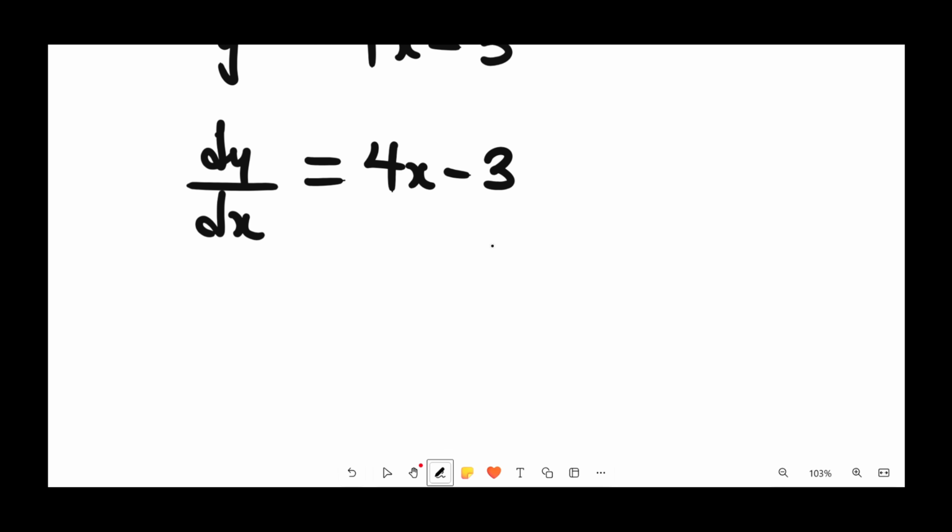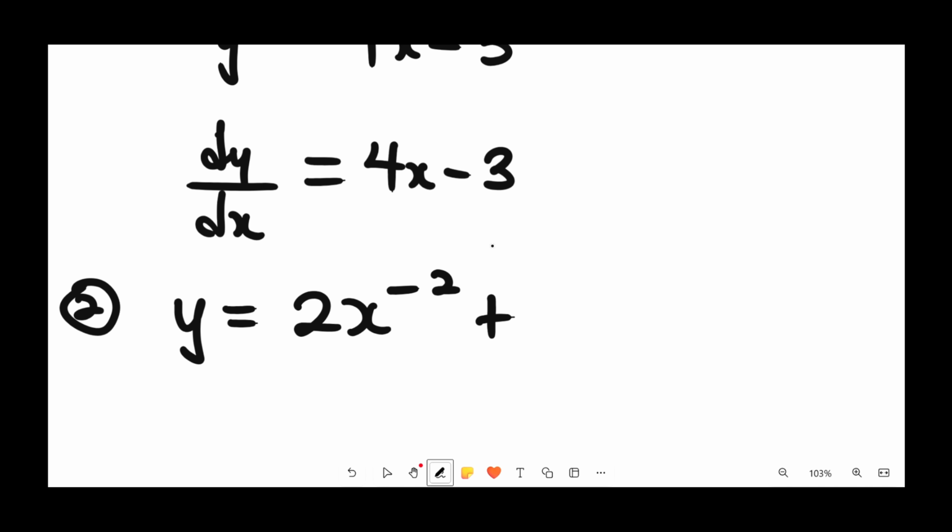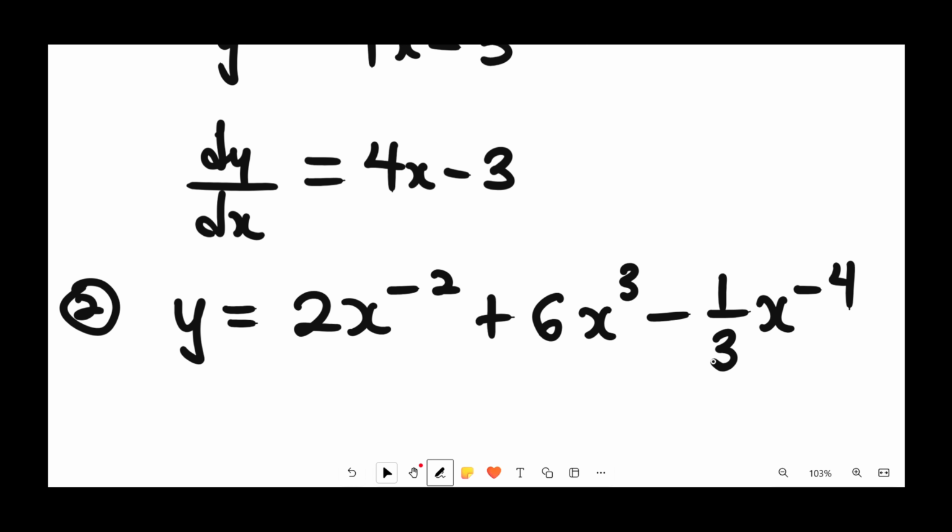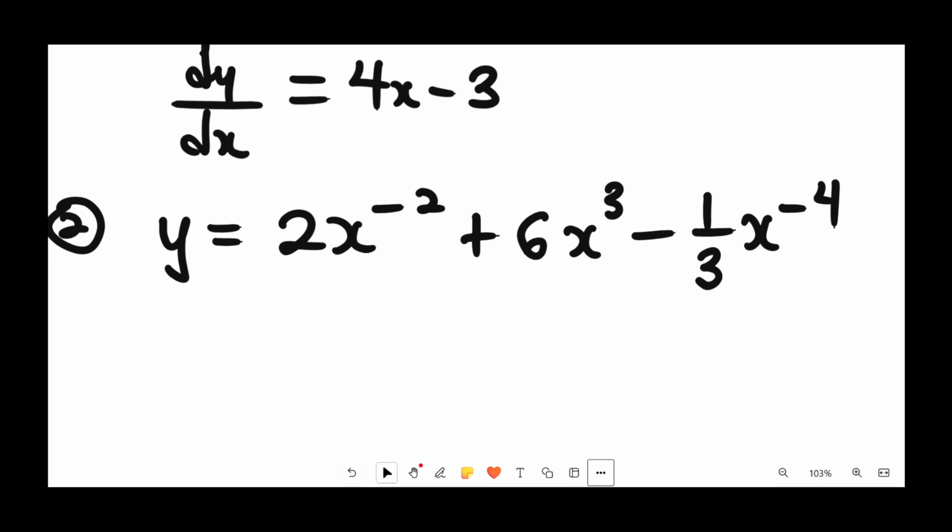All right. Now let's look at a second example and see how best we can differentiate it. So if I have y equal to 2x having a power of negative 2, then plus 6x having a power of 3, then minus 1/3 x having a power of negative 4. Now, how do we differentiate this particular expression? So that's what we'll be looking at.